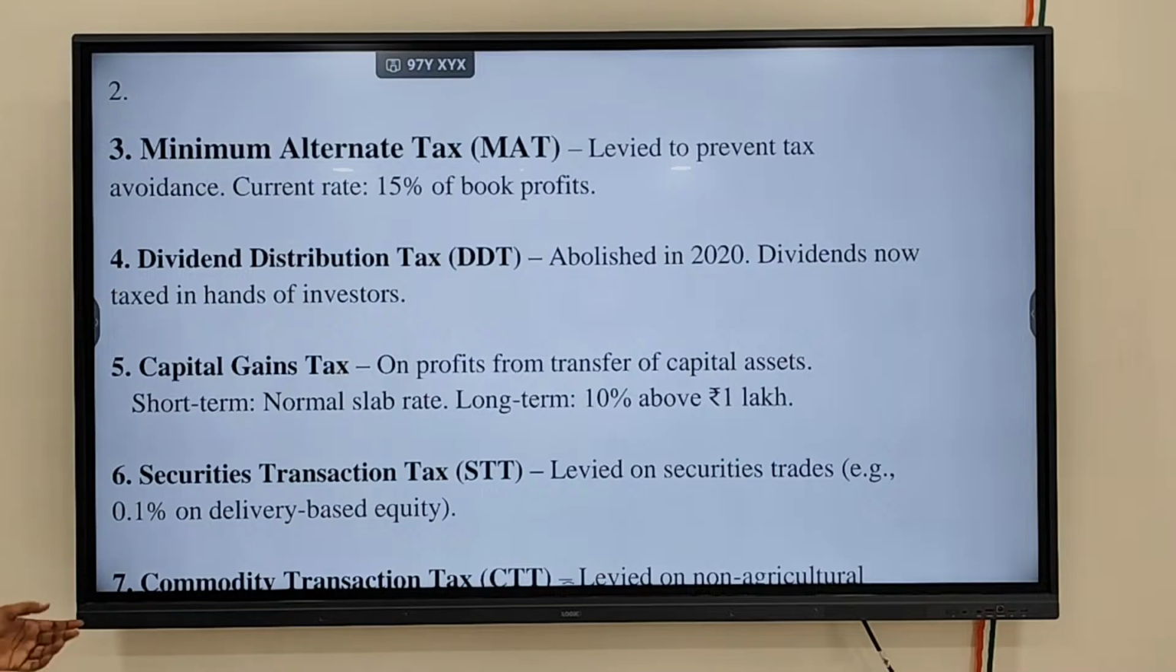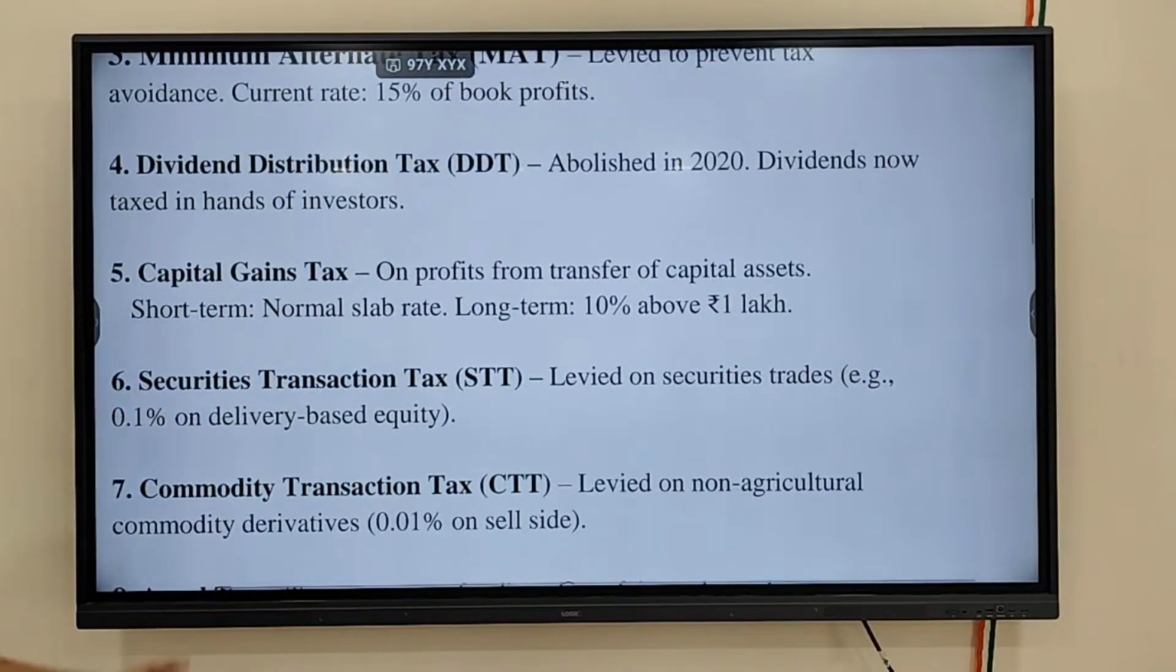The next comes the capital gains tax that we were discussing yesterday. Whatever the owner is having the asset, if he sells that asset, whatever profit he gets is called capital gains. For that, he should pay tax in two types. One is short term, another one is long term. Short term is within 36 months. What is the percentage of the tax? The short term capital gains tax is 15%.